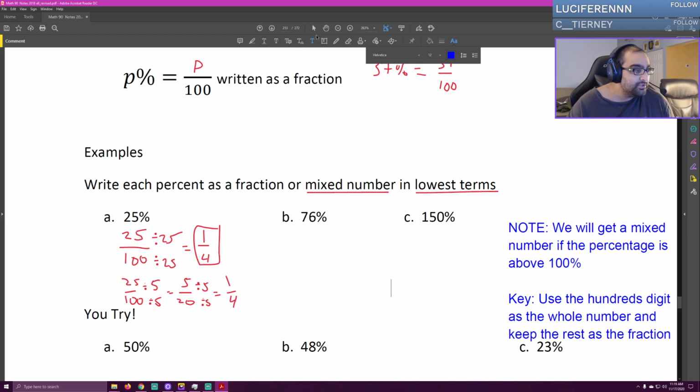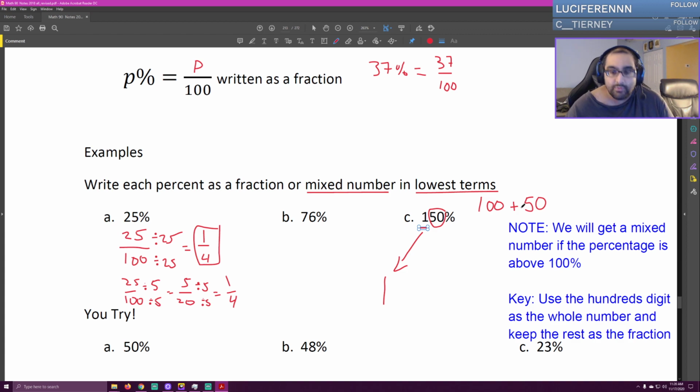Well, all I'm going to do in a problem like this is take this one, and this one is going to be my whole number. So it's going to be 1. Then the other part, which is the 50, which I'll circle, is going to be my fractional part. It's the same thing as taking 100% plus 50%, right? So that's 150%, so 100% plus 50%. Essentially that's what I'm doing here.